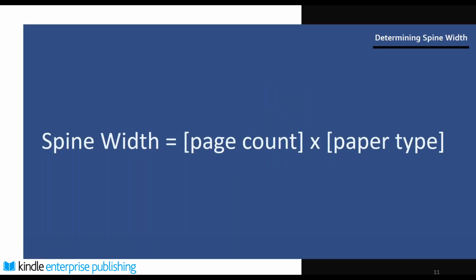When determining a book's cover file dimension, the first thing we will need to know is the book's spine width. The spine width can be determined by multiplying the book's page count by the width of a page of its selected paper type. The width for each paper type and the formula for determining a book's spine width can be found on our KEP help page.